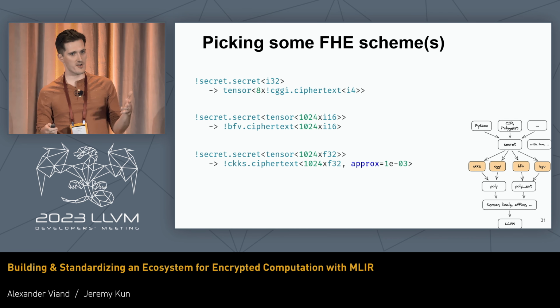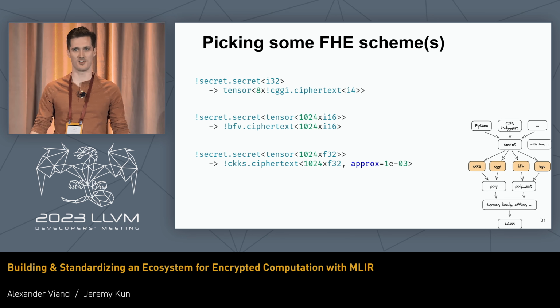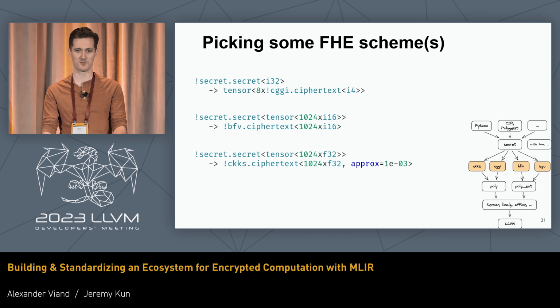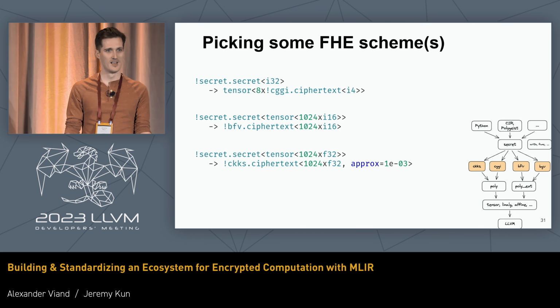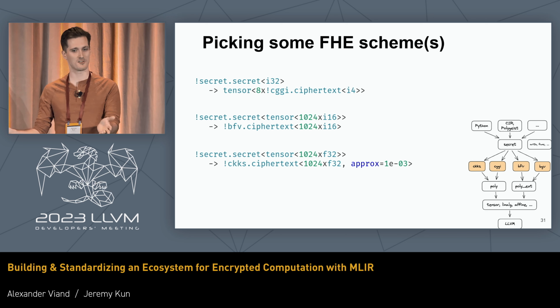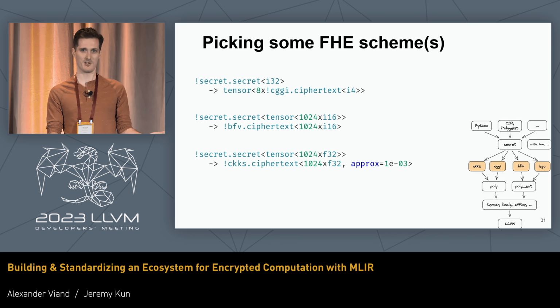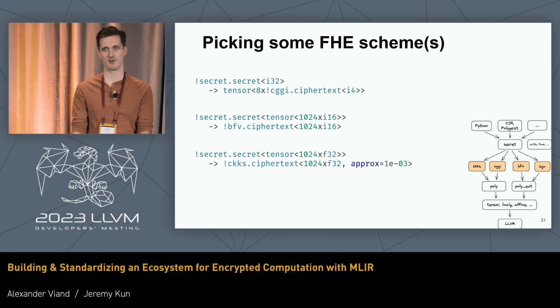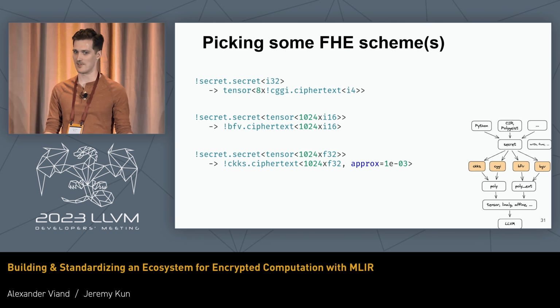And then the question is, well, you have some secret type. How do you lower it to, you have to pick which scheme you're going to use, right? And when you're going to switch between schemes. Some of the schemes only support small number types. Some of the schemes are better when you're vectorizing things. And some of the schemes, just by using the scheme, you incur some approximation inaccuracy, right? And so you have to comprehend all those things.